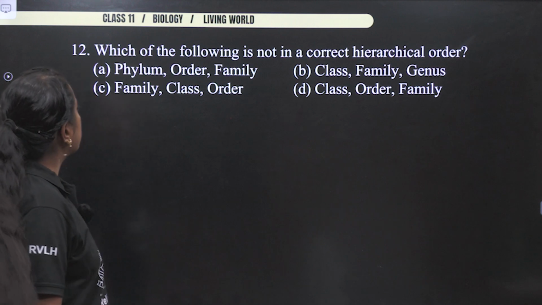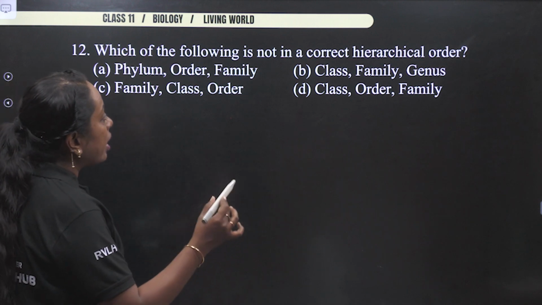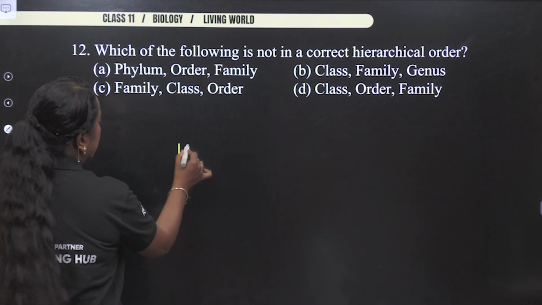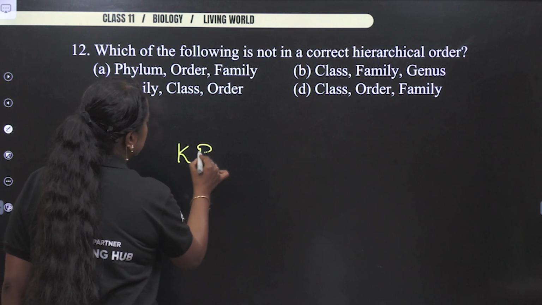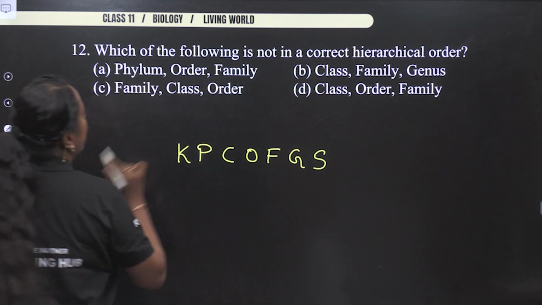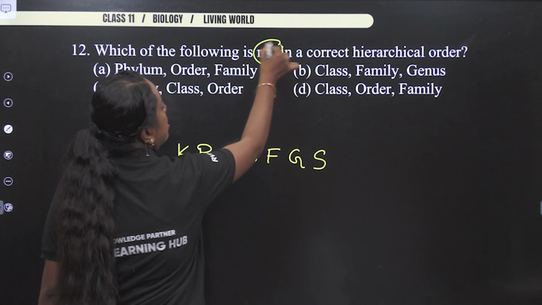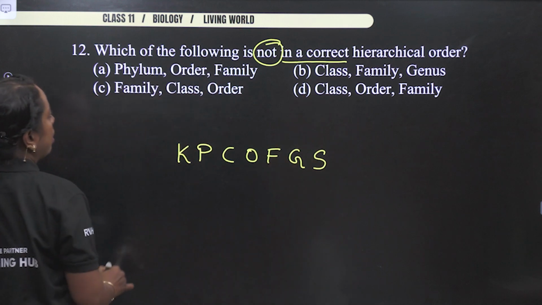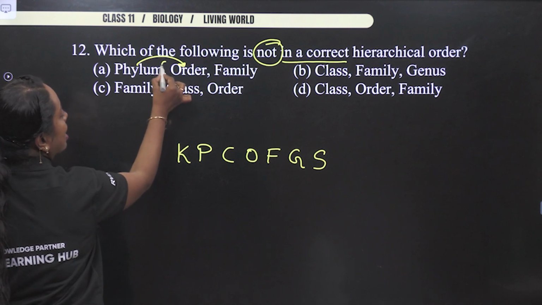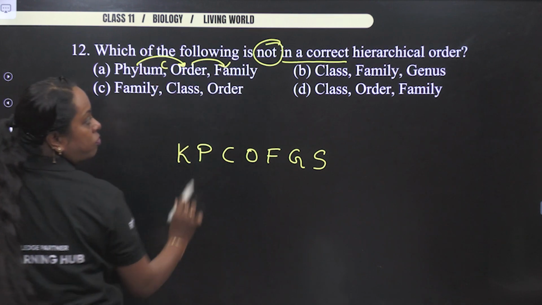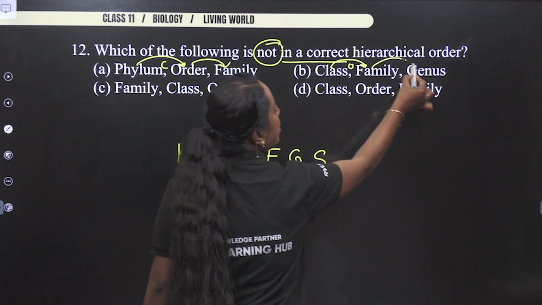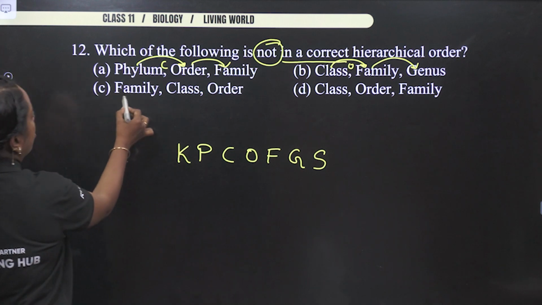Now let's see the next question. Which of the following is not correct in hierarchical order? Now let us see the hierarchy again. Kingdom, okay, now let us start. The question says not in correct order. So first one: after phylum, he has given order. So what is missing here? Class is missing. After order, family is there. Fine. Now next, class. What is missing here? Order is missing. After family, genus. Fine.